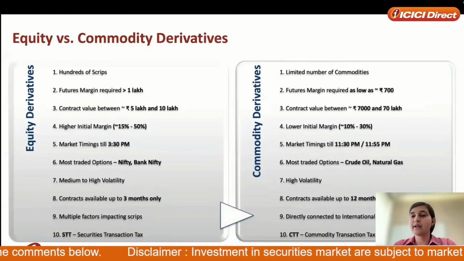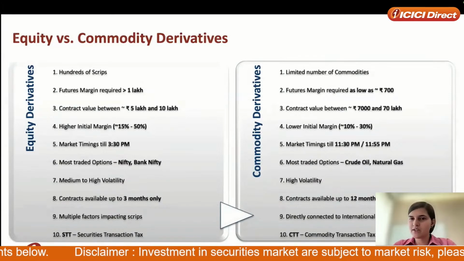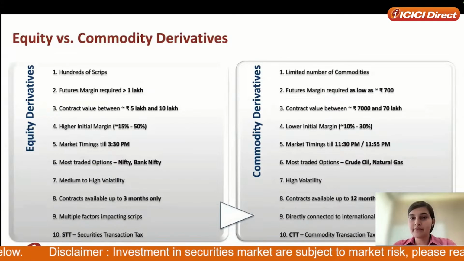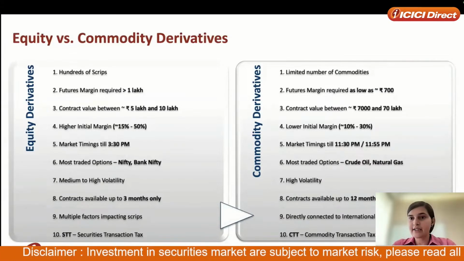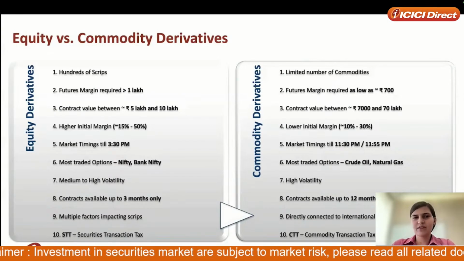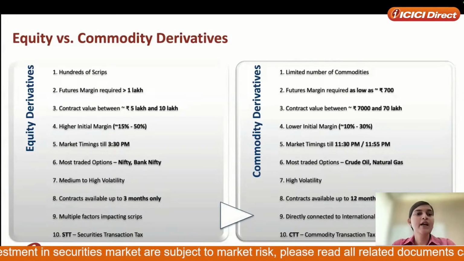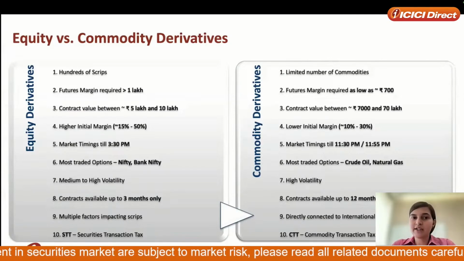Now coming back to our presentation, there is a difference given between equity and commodity derivatives. Of course, there are many equity scripts available and tracking each one of them is a little difficult. However, you have a limited number of commodities, so you can easily track them. You can know the prices which are affecting them and easily compare with the previous day. Futures margin required for equity is more than 1 lakh.